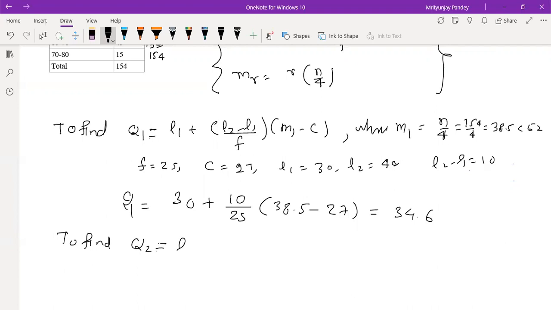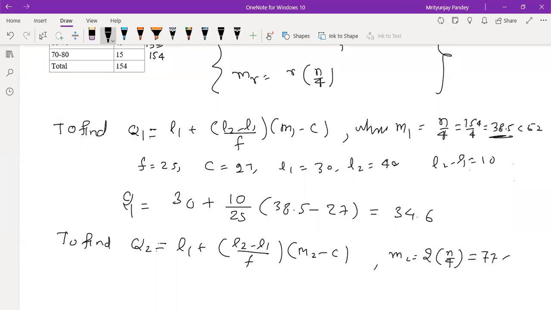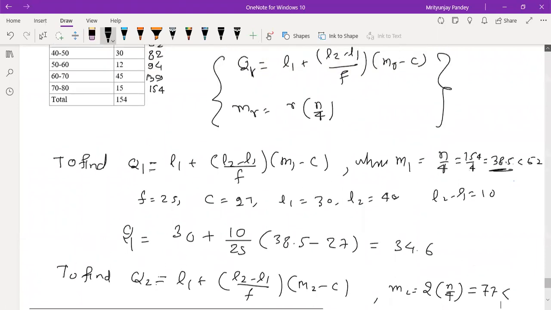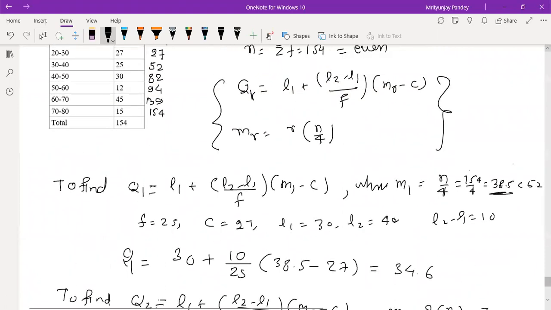Now next step, to find Q2. The formula of Q2 is, once again the same thing, L1 plus L2 minus L1 divided by F into M2 minus C. And here M2 is 2 times N by 4. N by 4 का double करो, आप सीधा सीधा 77. 77 is just less than which data? 82. This is just less than 82. Corresponding C is 52 and F is 30, right?